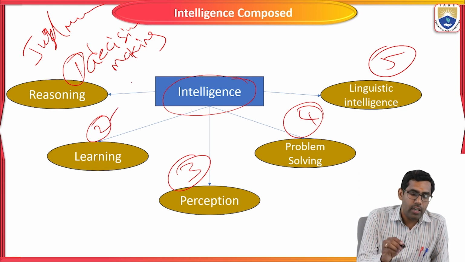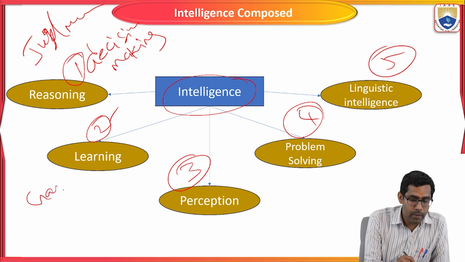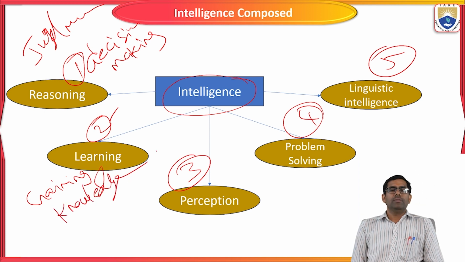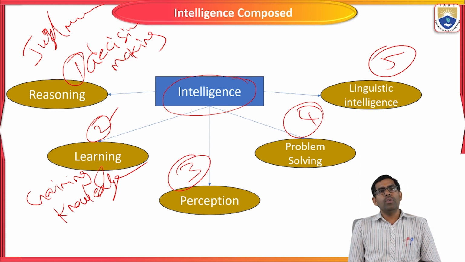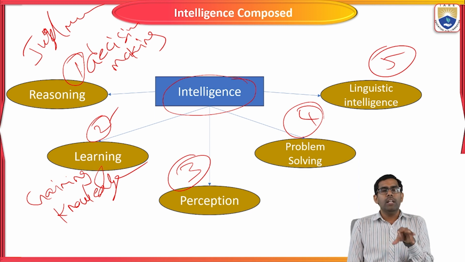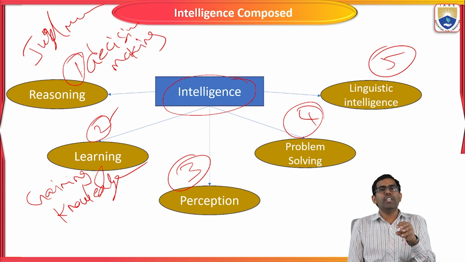The next one is learning. The machine should be gaining knowledge. If you have a particular problem, how does a human learn about the problem and gain the knowledge? The same thing, the artificial machine should be gaining knowledge about particular problems or a statement.